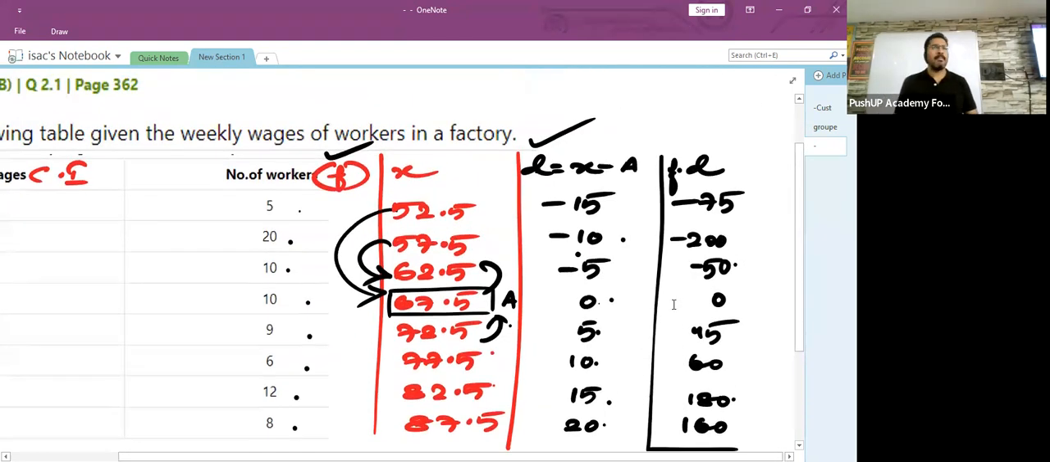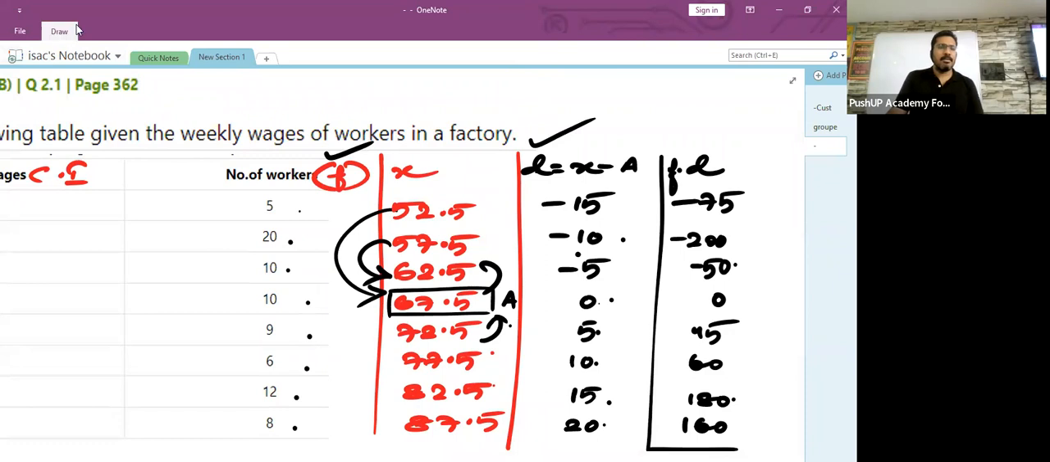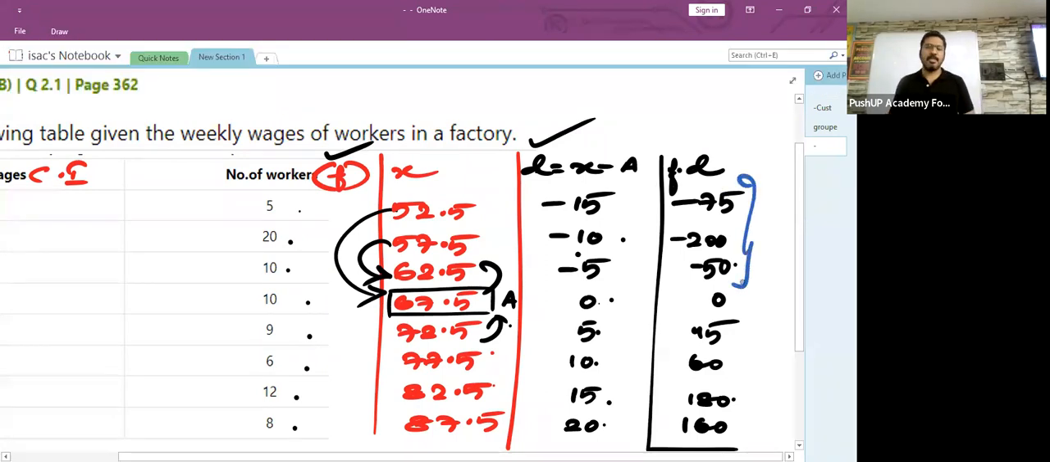Now we can find the sum of all the negative numbers. Which are the negative numbers here? Minus 75, minus 200, and minus 50. So it is going to be minus 325.